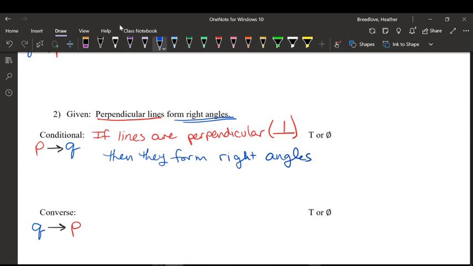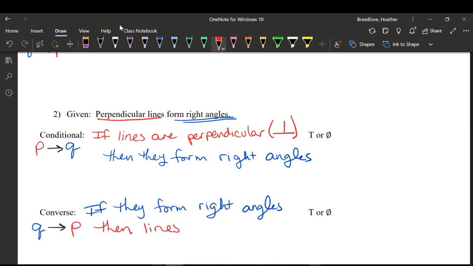Okay, so now that I've made a conditional statement, I can flip it to do the converse. But you can't reverse it if you don't have one yet. So you can't go from the given information straight to converse. You have to make the conditional, assigning the P and the Q, and then you can reverse them. So if they form right angles, then lines are perpendicular. And I'm just using the symbol.